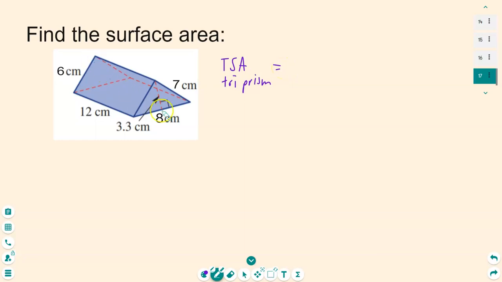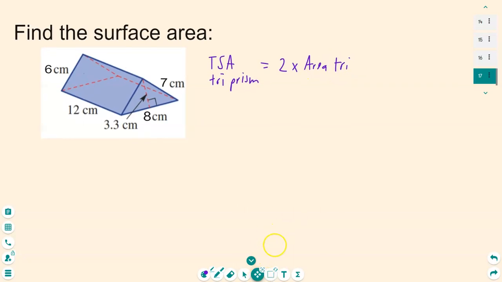I know that there's 2 triangles. 2 times area tri. Plus, again, 3 rectangles with different dimensions. So R1, R2, R3. Let's find them all separately. So this is our plan to keep coming back to.